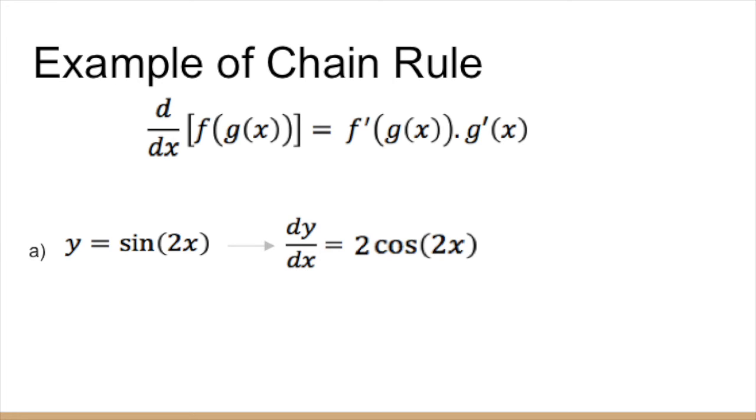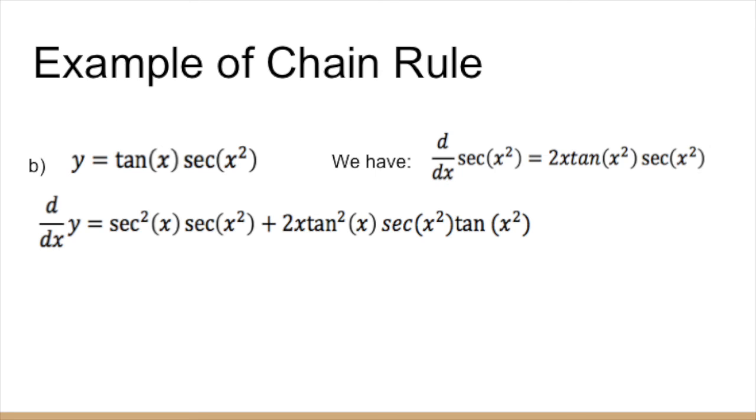The first example is taking the derivative of the sine of 2x. g of x is 2x, so the derivative of 2x is 2. And the derivative of sine of x is cosine of x. So, the derivative of sine of 2x is 2 cosine of 2x.